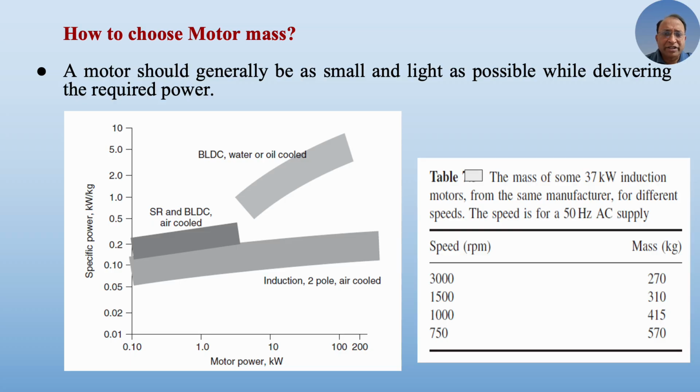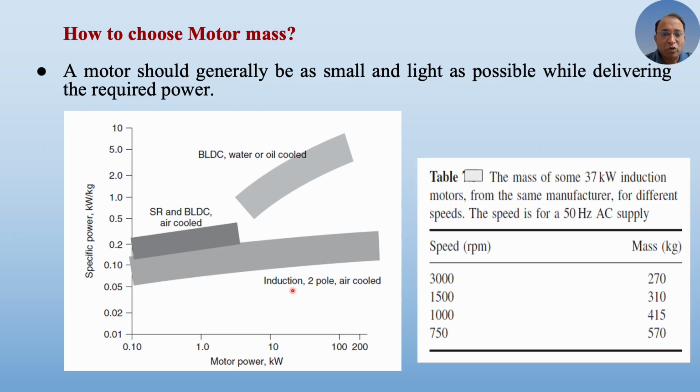So for understanding this aspect, let us take a look at the characteristics shown here on the left hand side. You can observe this is the characteristics where on the y-axis you have specific power, that is motor rating in kilowatt per kilogram weight of motor, and on the x-axis we have the motor power in kilowatt. So this is specific power versus motor power rating. Okay, and on these characteristics three different combinations of operating ranges are indicated.